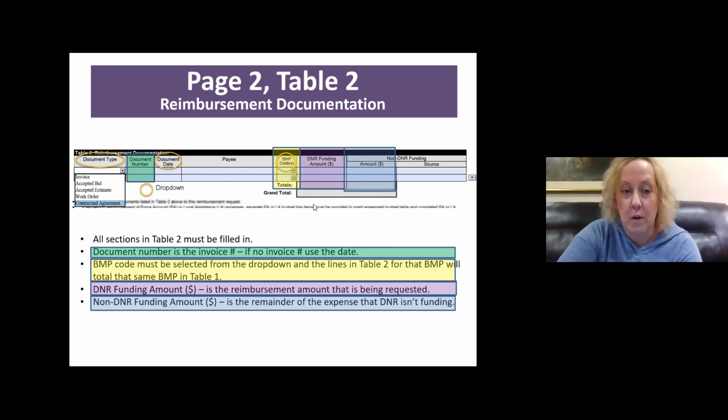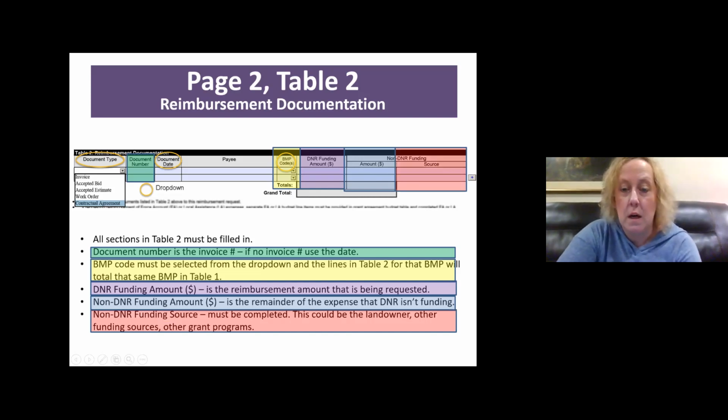The source of funding, though, also is important. You want to make sure that that's completed, and we'll make sure that you do complete it. So here too, if you've got both the landowner and EQIP funding at play, you're going to want to put landowner and EQIP in that cell.